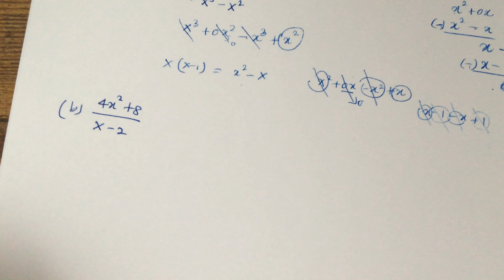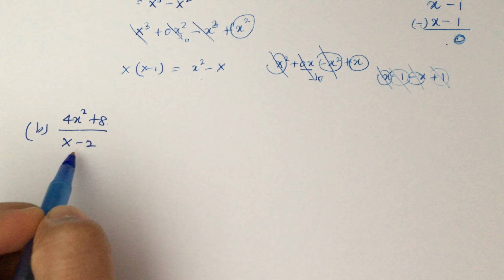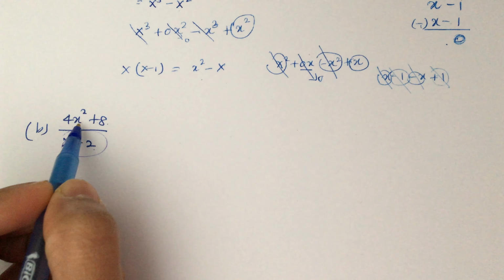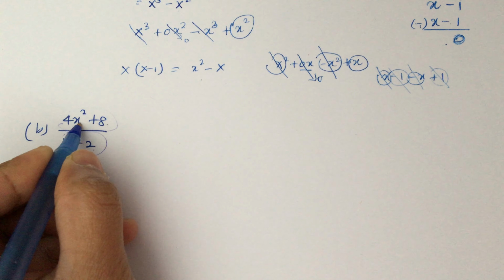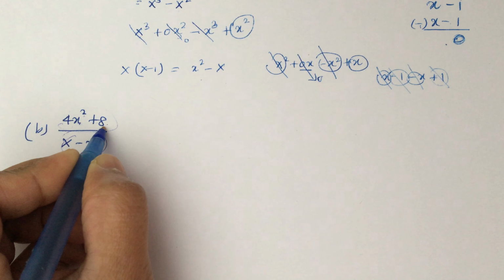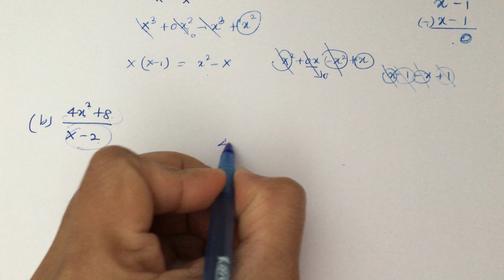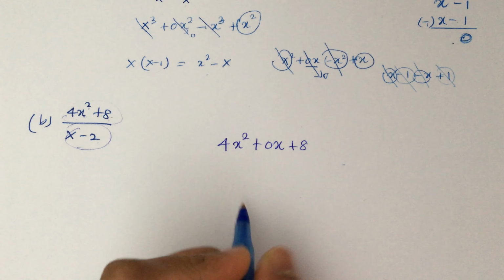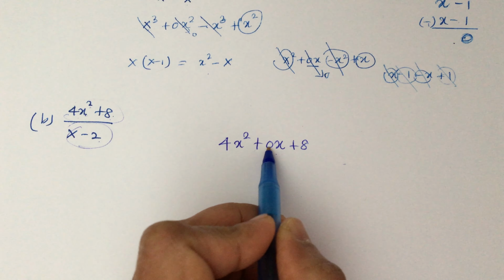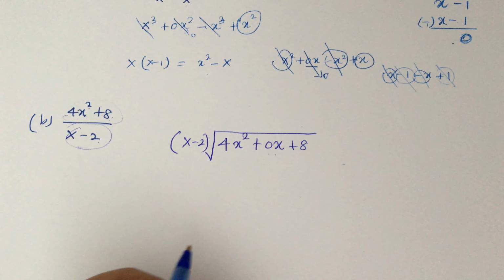Okay, now let's try this one. Here you have 4 times x squared plus 8 over x minus 2. We are going to divide this term by this. As you can see, it's 4 times x squared and the constant term, but you don't have the linear term here. So we are going to write down 4x squared plus 0 times x plus 8, using the linear term with 0 coefficient.